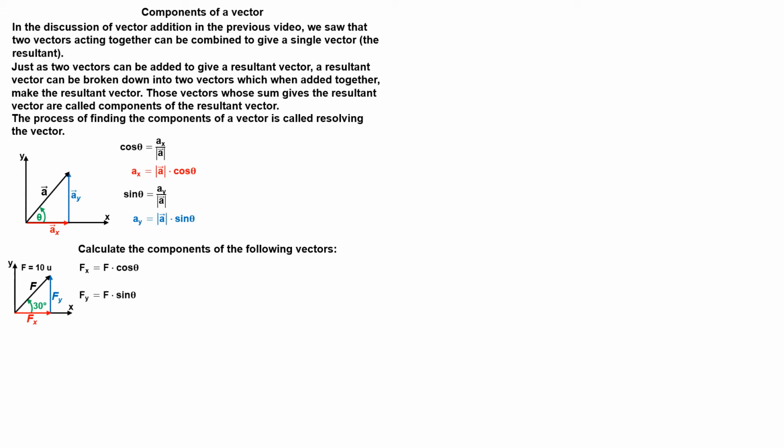To find the x component, replace f by 10 and theta by 30 degrees. Use your calculator to get the cosine of 30 degrees and perform the calculations. To find the y component, replace f by 10 and theta by 30 degrees. Use your calculator to get the sine of 30 degrees and perform the calculations.